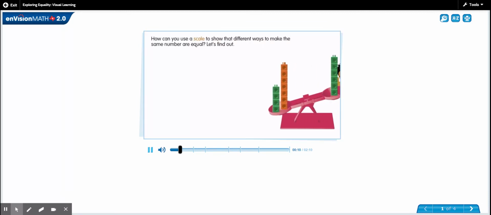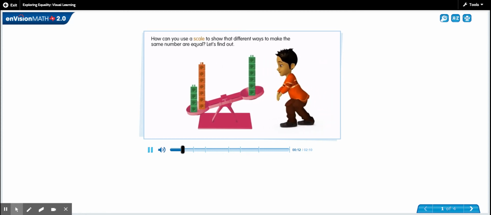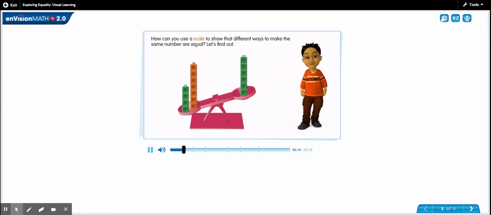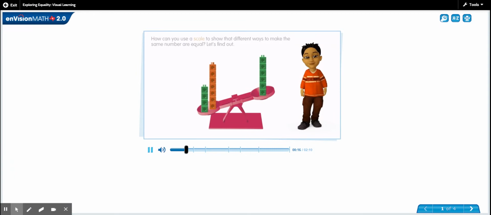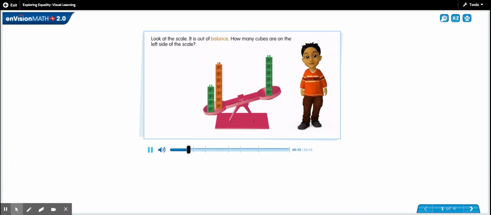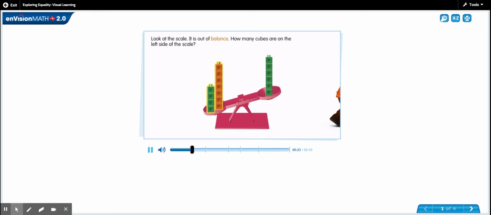How can you use a scale to show that different ways to make the same number are equal? Let's find out. Look at the scale. It is out of balance. How many cubes are on the left side of the scale?